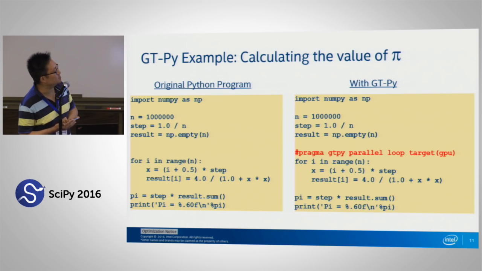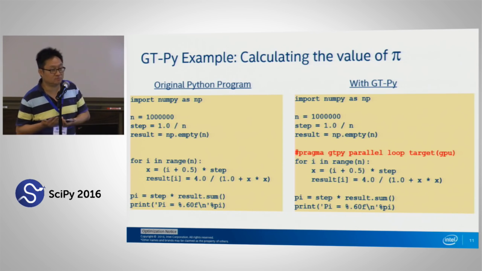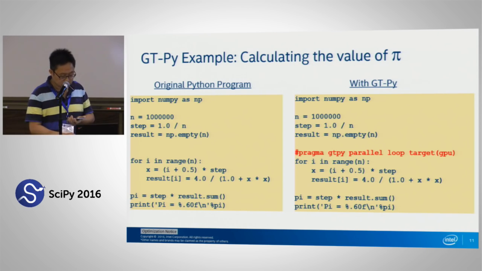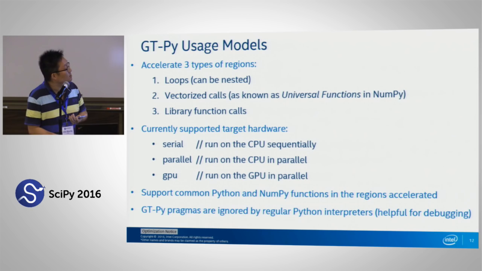The way to say that is you mark this with a pragma, which for a normal Python compiler or interpreter is a comment. So a pragma says it's GTPy, and then you say it's a parallel loop. That means the compiler is free to parallelize it. And then you say, I want to run it on GPU, so the target is GPU. By doing that, my system will automatically run this code on any GPU that I know of.